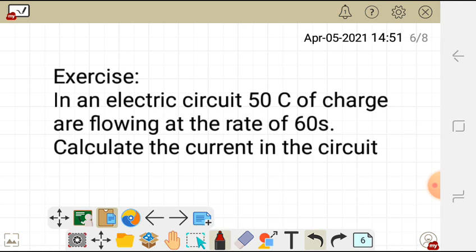This is the question for you guys. It says, in an electric circuit, 50 coulombs of charge are flowing at the rate of 60 seconds. Calculate the current in the circuit. So you have to calculate the current in this circuit in which we have 50 coulombs flowing at the rate of 60 seconds.